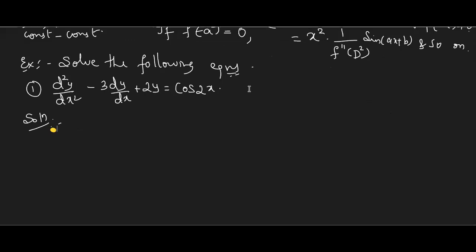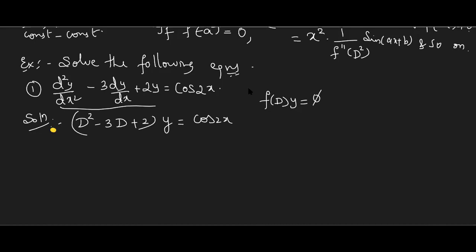First, you should write it in the form f of D into y equal to phi of x. Tell me the differential equation corresponding to the given equation in terms of capital D. D square minus 3D plus 2, y. Yeah, take y common. Now it is in the form f of D into y equal to phi of x. Tell me, homogeneous or non-homogeneous? It is obviously non-homogeneous.